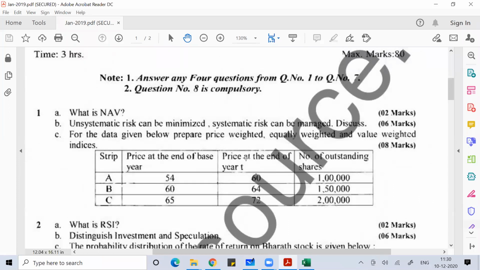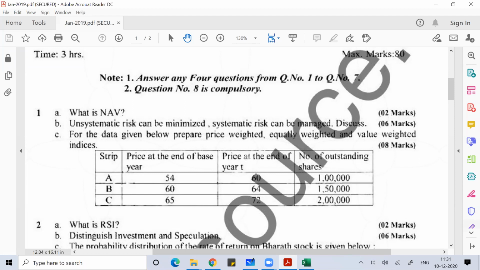Different indexes follow different baskets altogether. In Nikkei 225, there are 225 stocks considered part of the portfolio. In the case of Dow Jones, 30 stocks are there. In the case of Nifty and Sensex, we have 50 and 30 companies. So different indexes have different numbers of units in the basket. Here, for basic understanding, only three stocks are given, so we'll only consider these three stocks.